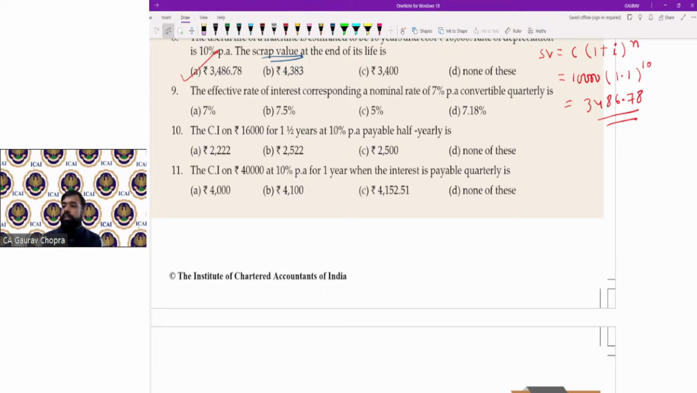So everyone has given the answer A. All right. Now, 9th one, find the effective rate of interest. If the nominal rate of interest is 7%, convert it into quarterly. Yes. Now this we have to calculate. Try everybody.